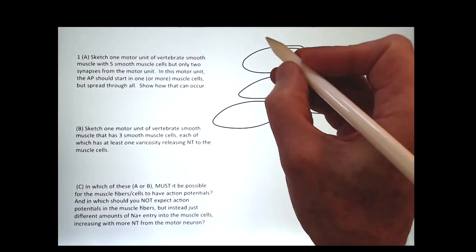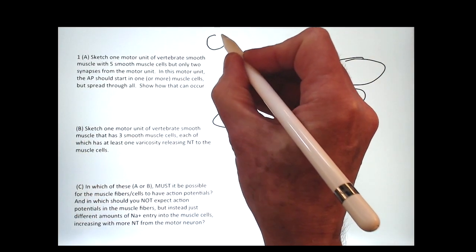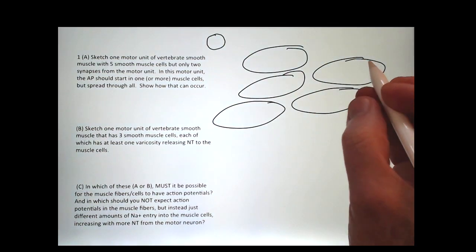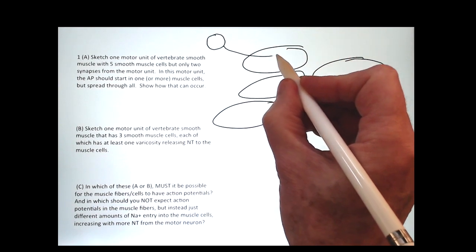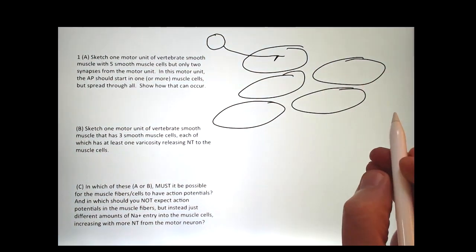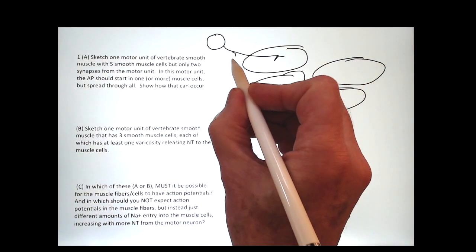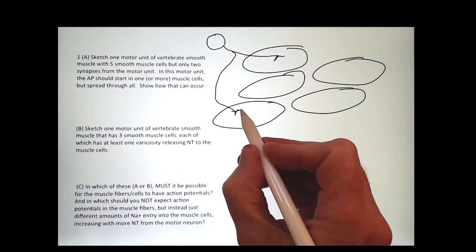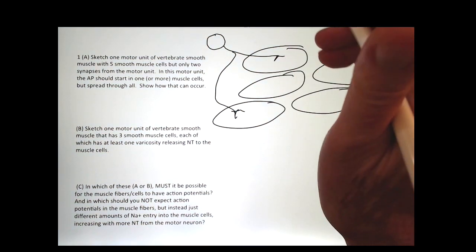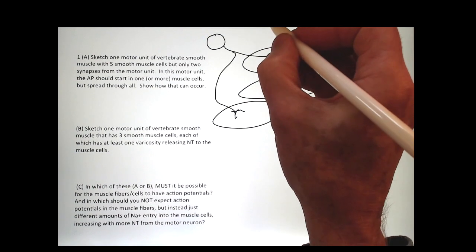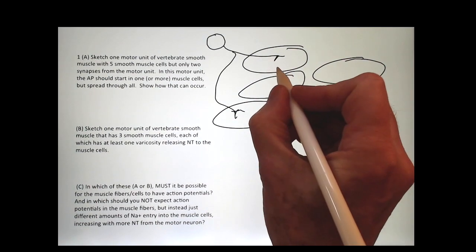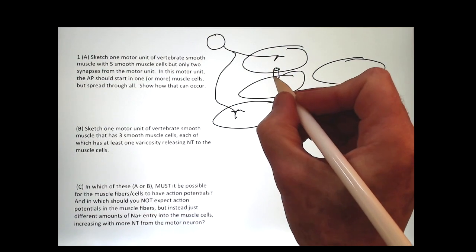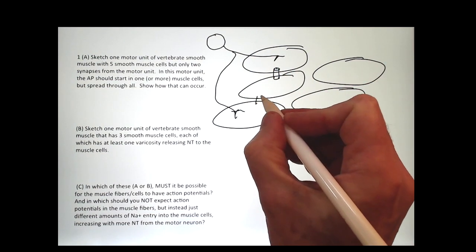So we want one motor unit, meaning it's the muscle cells that are controlled by a single neuron. So when that neuron fires, they'll all contract. But we want only 2 synapses. So here's our 2 synapses, the only 2 places we're going to be releasing neurotransmitter. And action potentials from one need to spread to all the others, which means I'm going to need gap junctions, and I'll just show one.